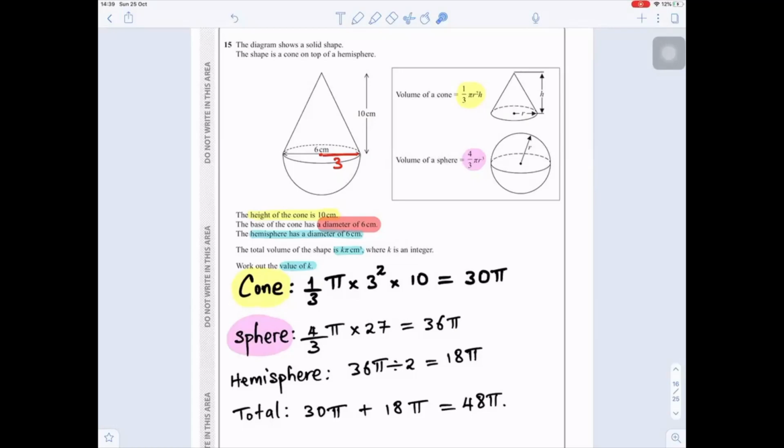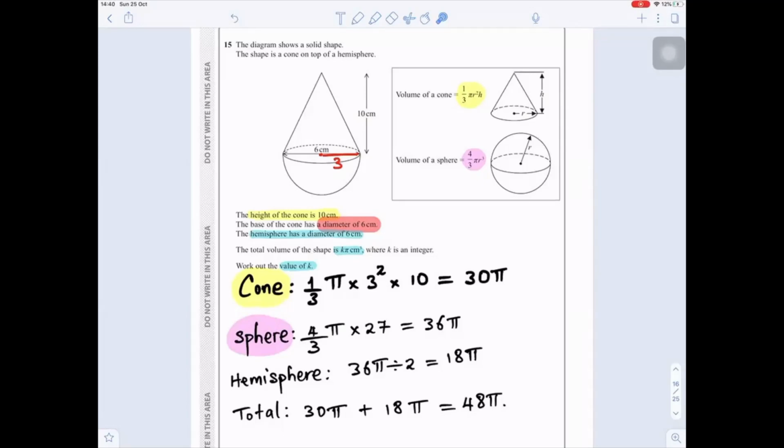Now a hemisphere is half of a sphere. So we got the sphere is 36 pi. We divide it by 2, half it, because we want a hemisphere. Half of 36 is 18. So we get 18 pi.